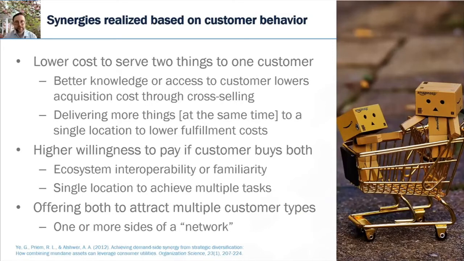So these synergies are realized based on customer behavior. They can exist in multiple types. One is a customer-specific cost synergy. That would be where the cost is lower to serve one customer two things, as opposed to two different customers one thing each. This often happens through lowering customer acquisition cost and through cross-selling, for example.